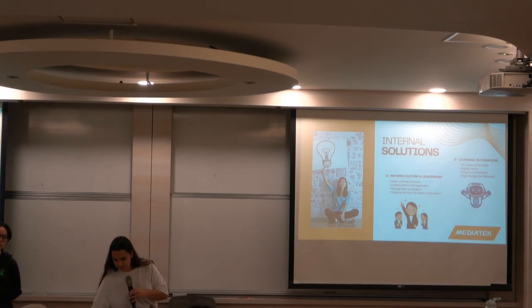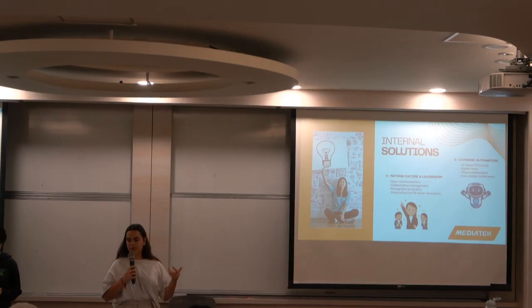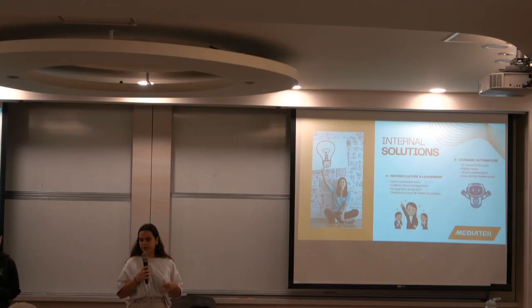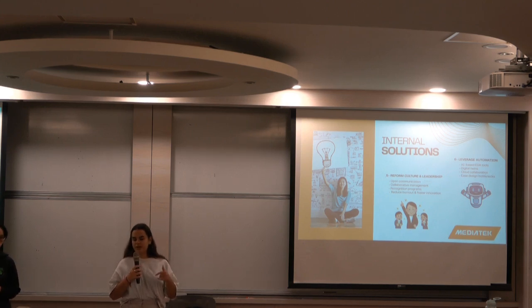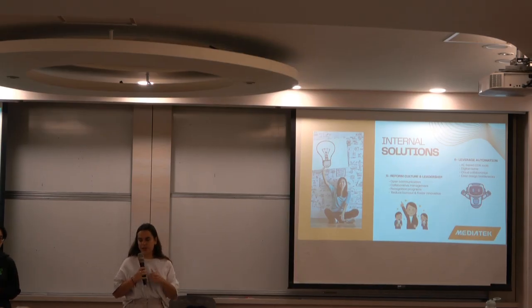In the fifth time, we want to improve culture and leadership. So this means more open communication, more collaborative management, and recognition programs. So this reduces burnout and encourages innovation. And finally, we want to use more automation. So AI-driven electronic design automation tools, digital twins, and cloud collaboration can reduce design bottlenecks. And this helps teams work faster and reduce our dependence on scarce engineer talents.